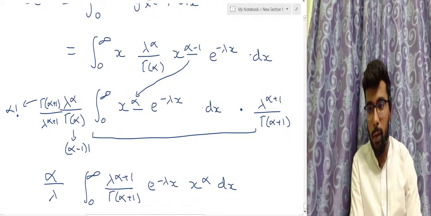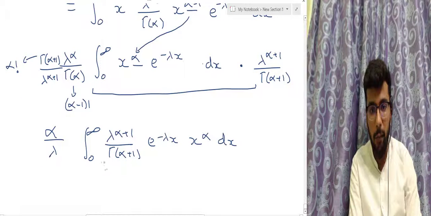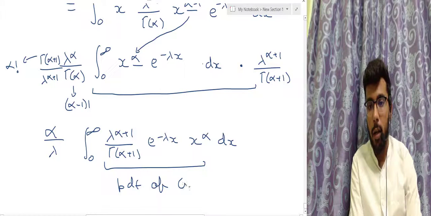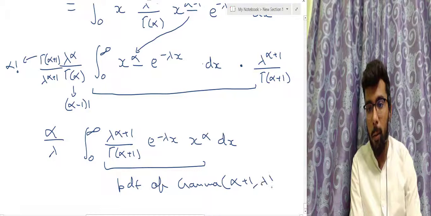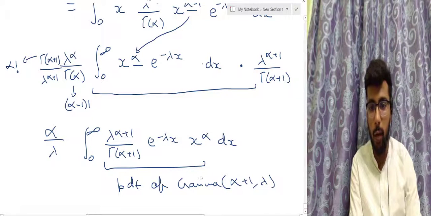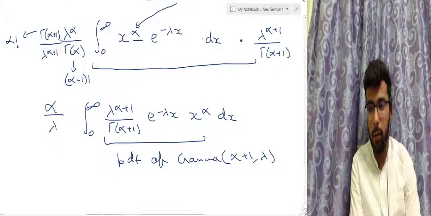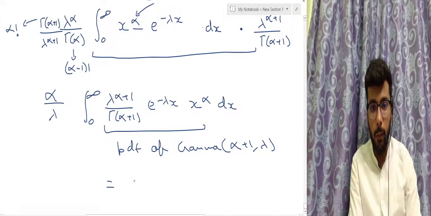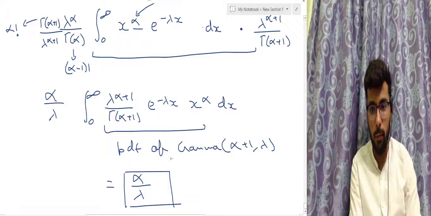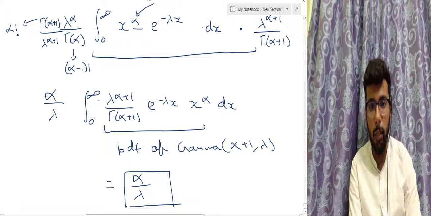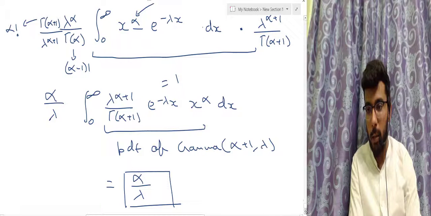Now if you see this, this is nothing but the PDF of the gamma alpha plus 1 comma lambda distribution. So your expectation finally becomes alpha upon lambda. That's your expectation, because this entire PDF integrated over the entire range just becomes 1. So you're just left with alpha upon lambda.